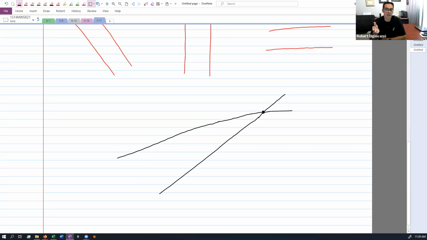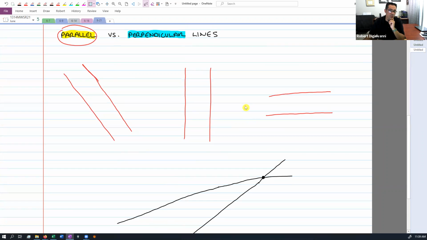So maybe a way that we could describe parallel lines is that they're two lines that never intersect, right? If you give me two lines and draw them and they never intersect one another, then they would be parallel. Y'all agree with that? That sounds like a pretty good definition, right? Two lines are parallel if they never intersect. What's another way we could say that in terms of slopes?